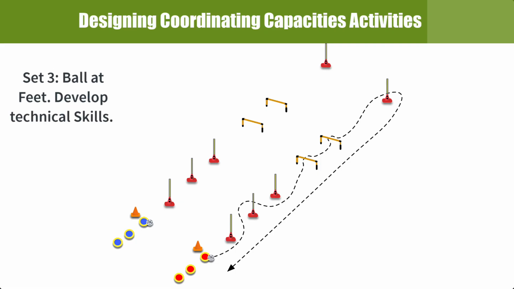Now on the last and third set, we are going to use a soccer ball at the feet. In this example, players will dribble through the slalom pole, push the ball under the hurdle, jump over the hurdle, control the ball, and repeat on the next hurdle. Then the player has to go around the agility pole, run with the ball, and pass to the next player in line once the last agility pole is reached.